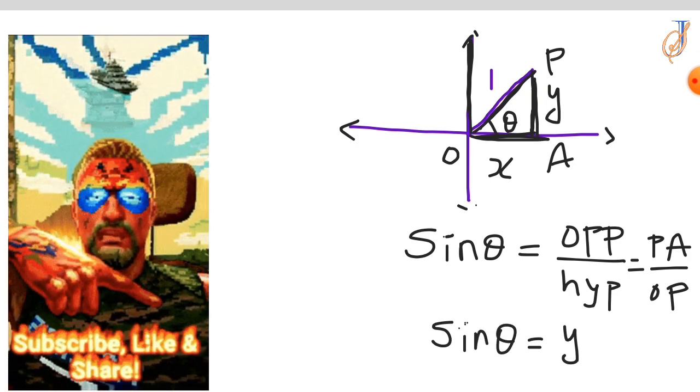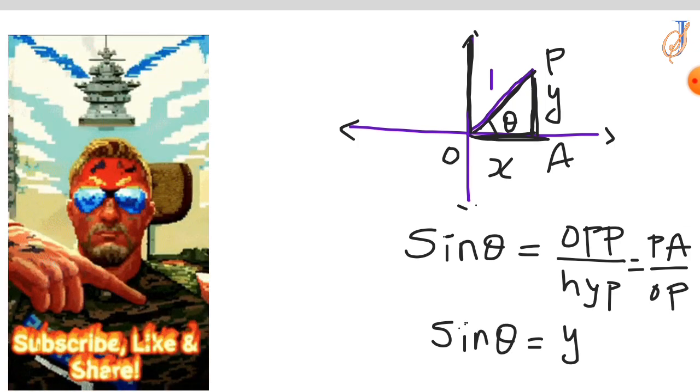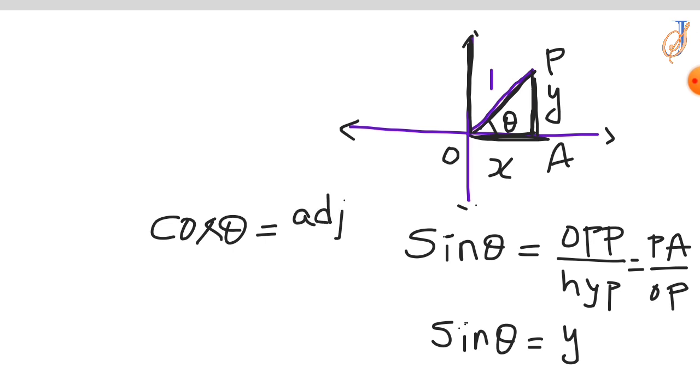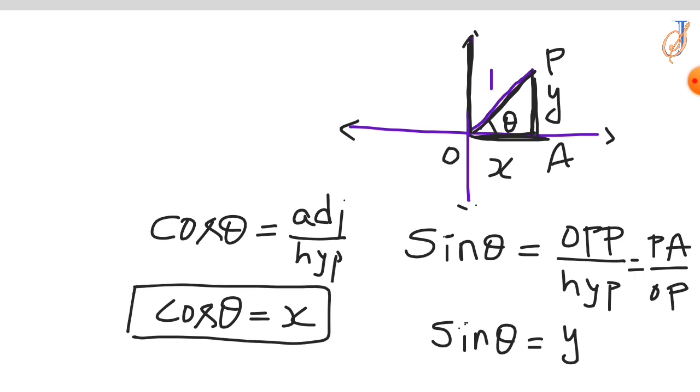Now take the ratio for cos theta. Cos theta ratio is adjacent side over hypotenuse. What is the adjacent side? That is OA. OA is the adjacent side, OA over OP. OA is nothing but x and OP is nothing but 1. So that is nothing but x only. So it's clearly stated that x coordinate is cos theta in the unit circle and y coordinate is sine theta.